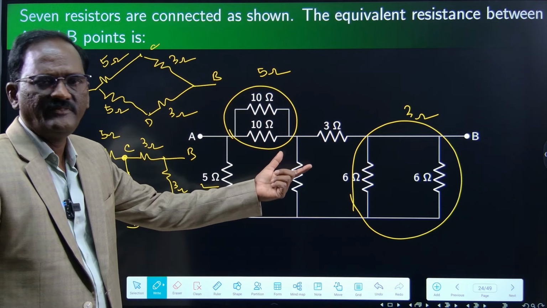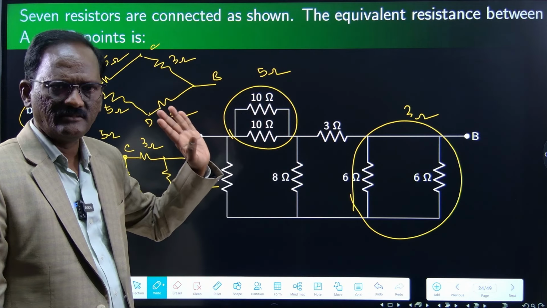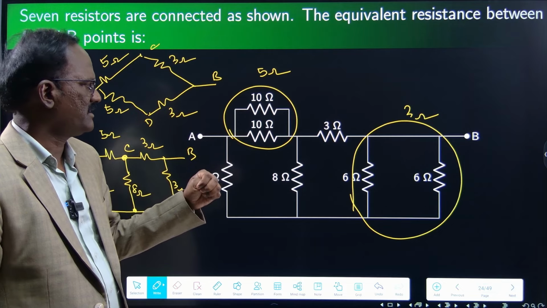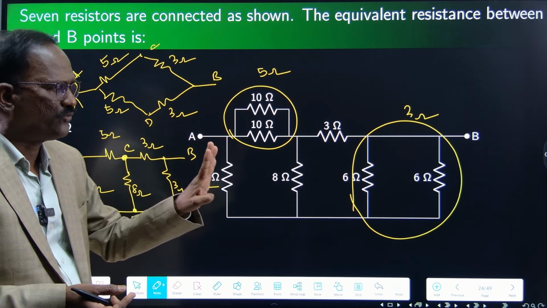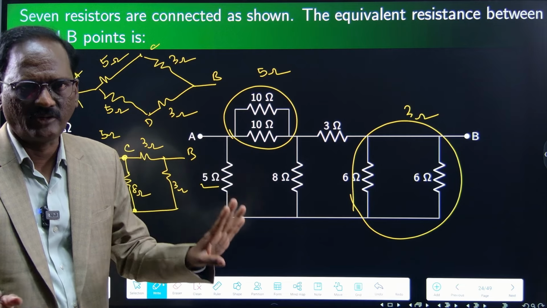First, wherever simplification is possible, you do it. Then you redraw it. Then look for whether Wheatstone bridge arrangement is coming. If there are 4 nodes and 5 resistors, you look for it.